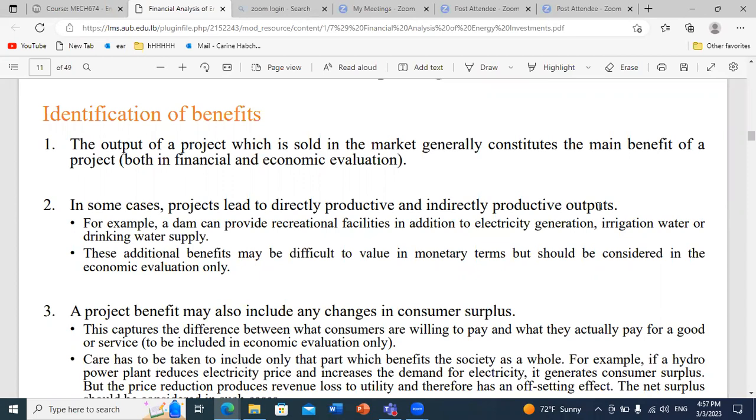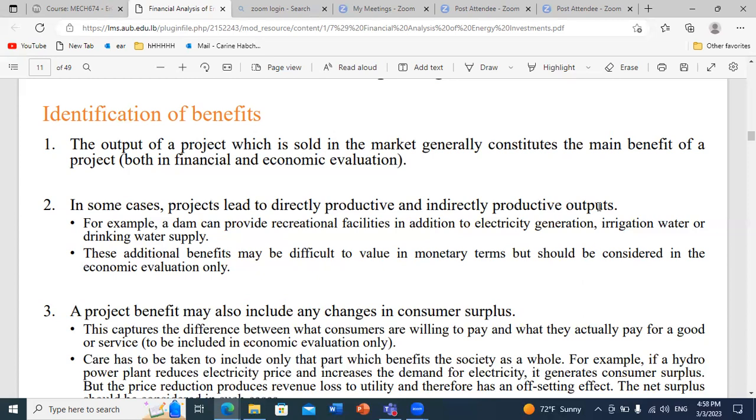However, whenever you perform an economic analysis, let's say here, if you have irrigation or if you have drinking water supply, from which the society can benefit, you can consider also that this is a profit for your project. So these additional benefits may be difficult to value in monetary terms, but should be considered in the economic evaluation only.